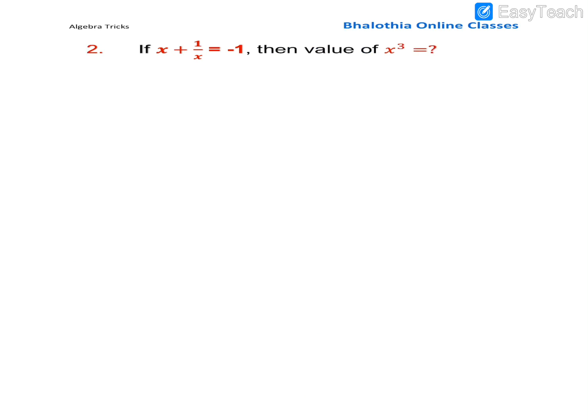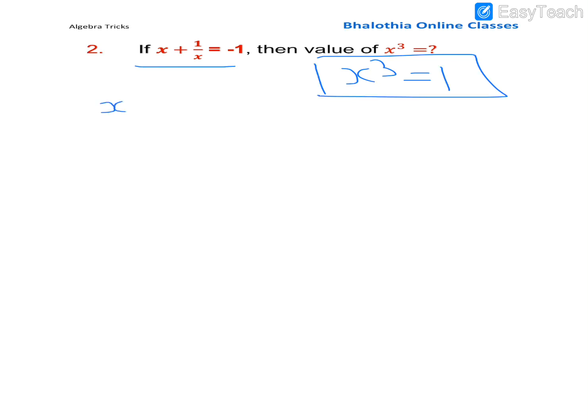So what is the next question? In the same way we will solve this one as well. x plus 1 upon x equal to minus 1. So we know what will be the answer: x cube equal to 1. If minus 1 is given, then x cube will become 1. In the same way we will resolve it. So how will we resolve it?